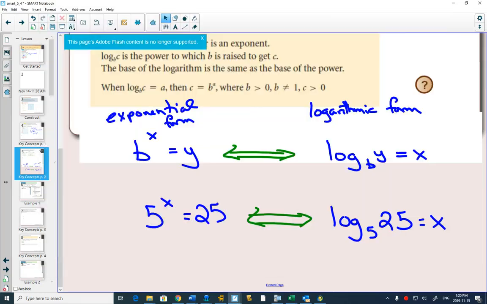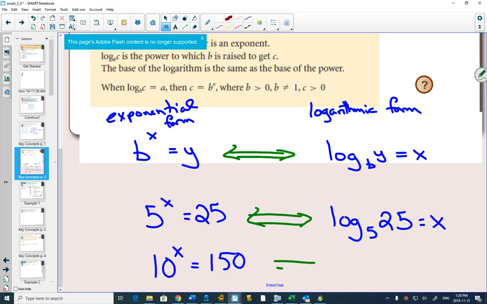So now we can do stuff on the left side. 10 to the x equals 150. And now our brain shuts down, because we know 10 squared is 100, 10 cubed is 1,000, but we don't know what 150 is. But we can change this and write it in log form.